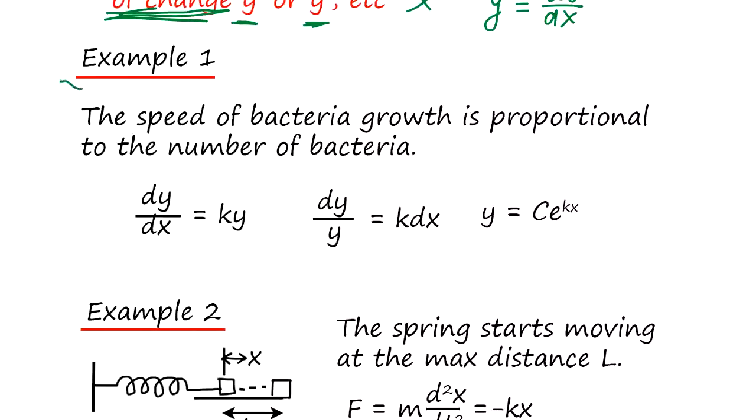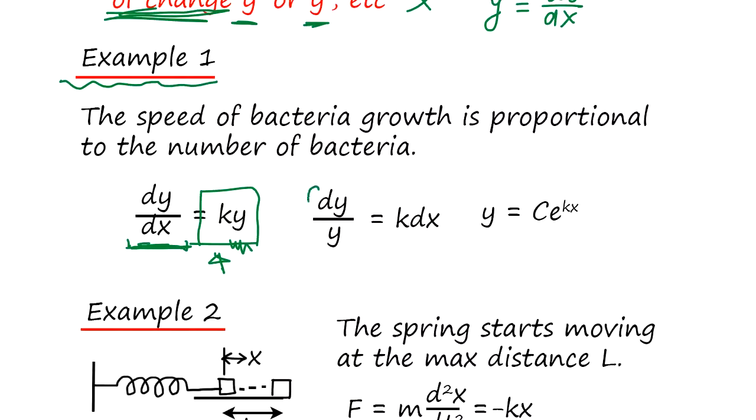say the speed of bacteria growth is proportional to the number of bacteria. You have more bacteria, then the speed is higher because each bacterium is going to multiply. So dy/dx, the rate of the number of bacteria, is a function of y, the population. Okay, so this is a differential equation.